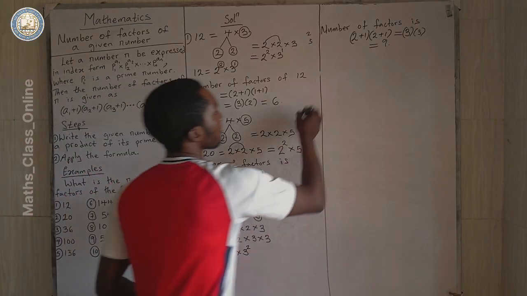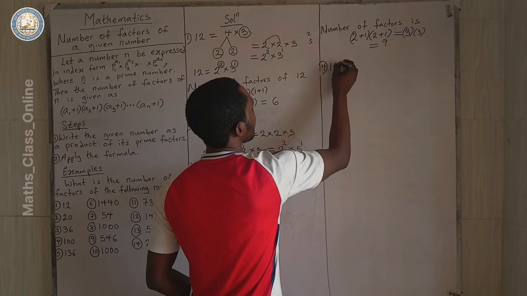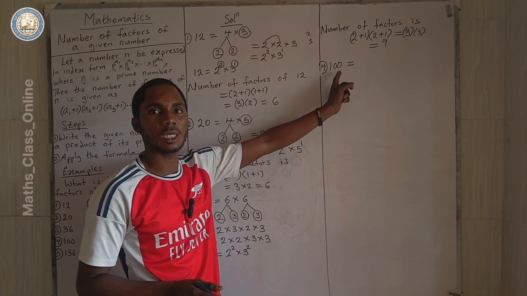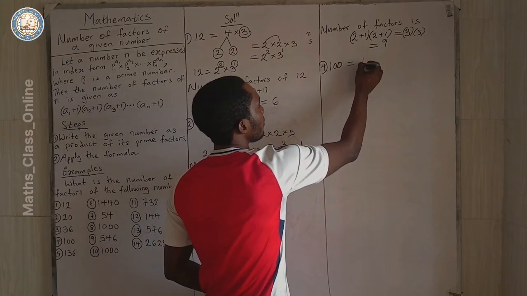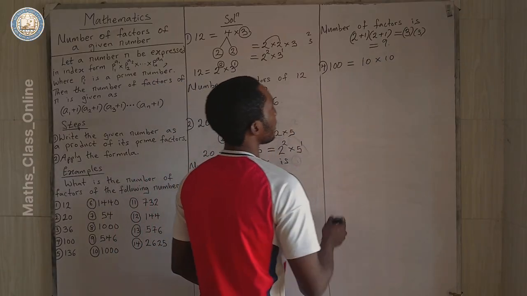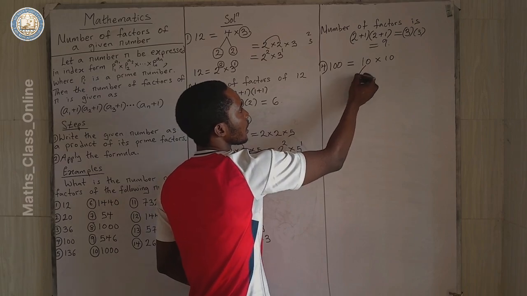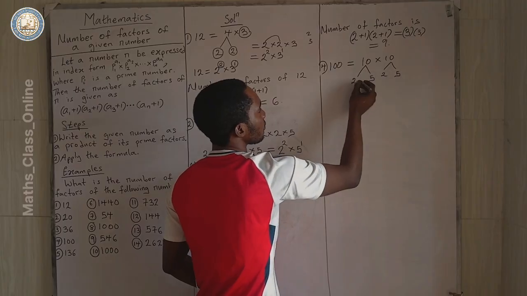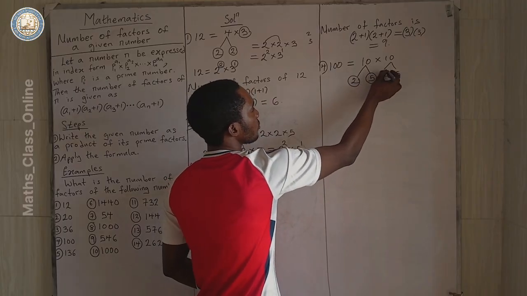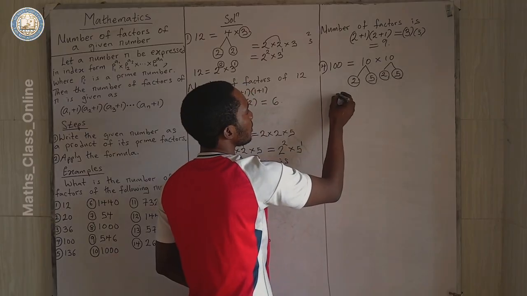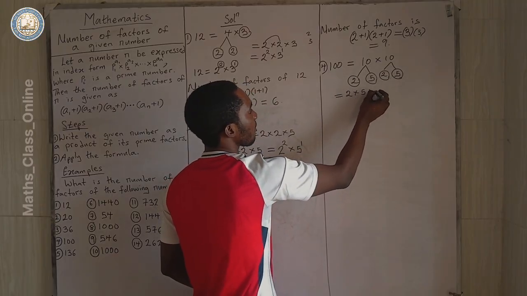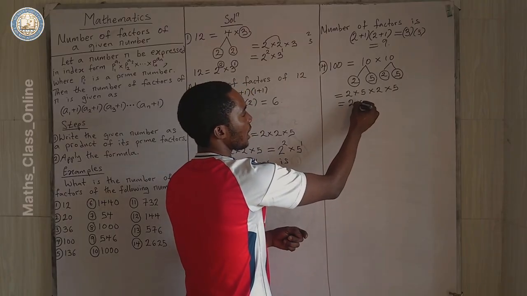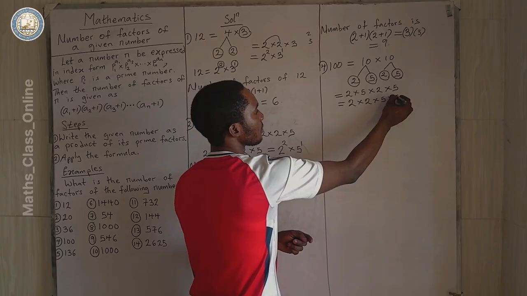Fourth example, 100. The last digit here is what? 0. That means 100 is divisible by 10. We have 10 times 10. 10 is not a prime number. This will be 2 and 5. 2 is prime, 5 is prime, 2 is prime, 5 is prime. This is equal to 2 times 5 times 2 times 5. Rearrange: 2 times 2 times 5 times 5.